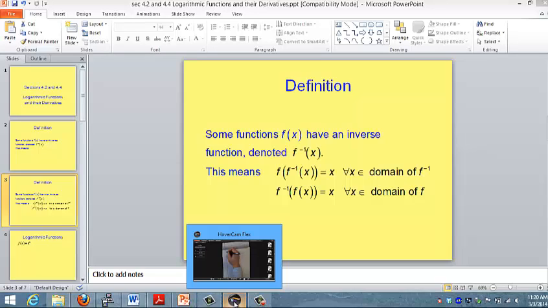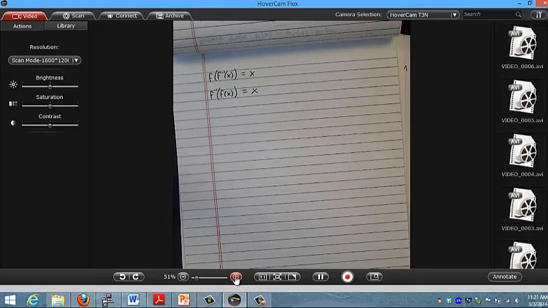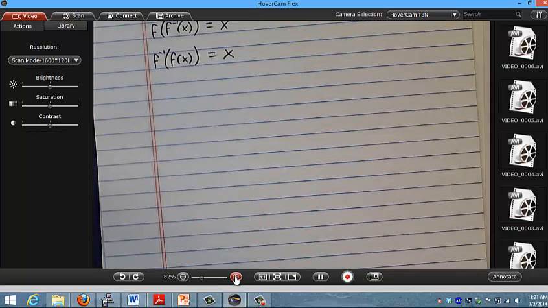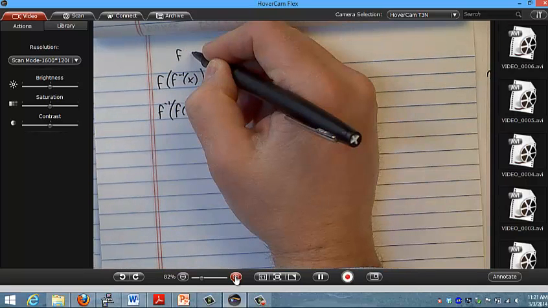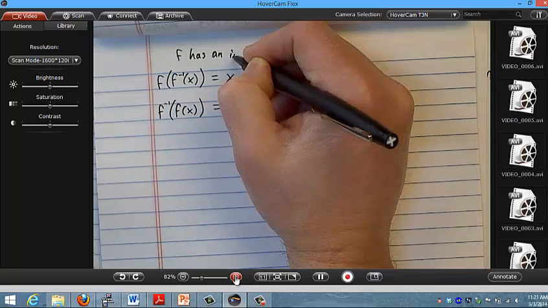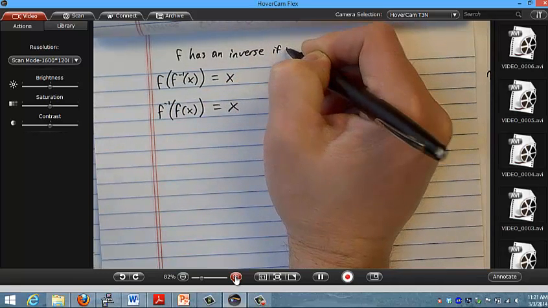So we need to check two things. We need to check that f of f negative 1 of x equals x, and we need to check that f negative 1 of f of x equals x. Both things have to be true for me to say that I actually have an inverse. Okay? So f has an inverse if these things are true.